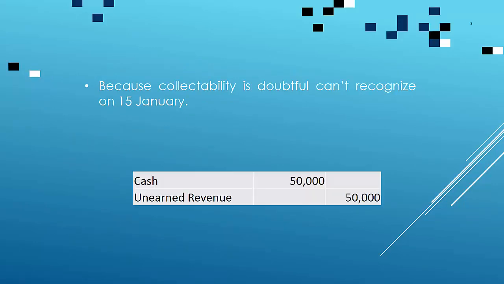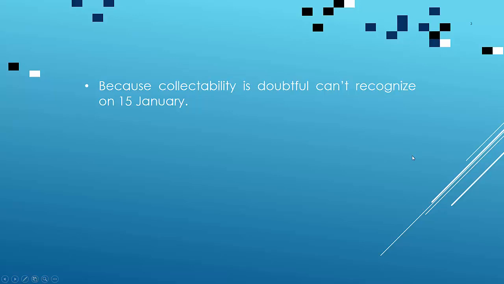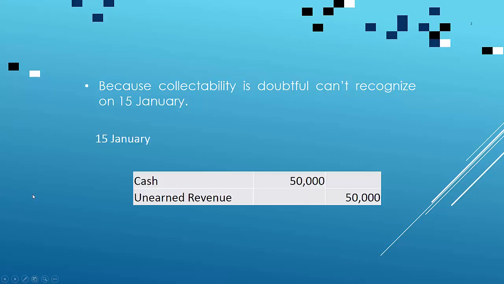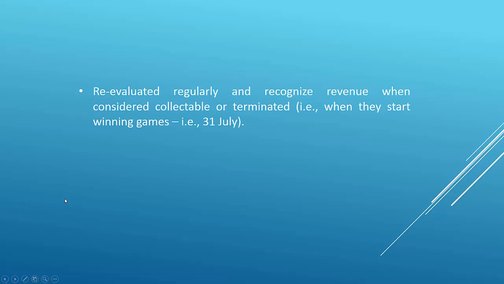Because collectability is doubtful, you can't actually recognise the revenue on the 15th of January. You can't even recognise a portion of it, because what that would suggest is that you're recognising revenue which you might then have to unrecognise if it can't be collected. So the issue is that you can't recognise the revenue on the 15th of January because it's not sufficiently sure of collecting the full $500,000. And so instead what you'd have to do is recognise the cash received as unearned revenue. This would have to be re-evaluated constantly over the period until the revenue could ultimately be recognised.